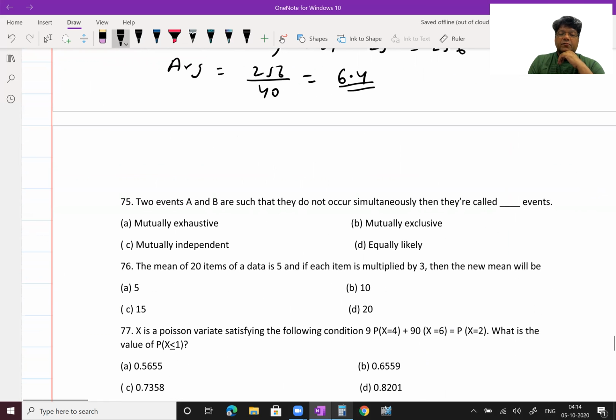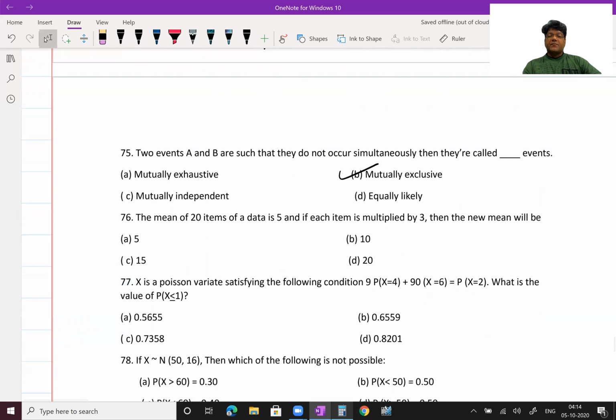Now, two events A and B are such that they do not occur simultaneously. Then they are called mutually exclusive events. The mean of 20 items of a data is 5, and each of them is multiplied by 3. Then mean also is multiplied by 3. Property have written, no? If each item is multiplied by 3, then the mean will also be multiplied by 3. So 5 multiplied by 3 will be how much? 15.